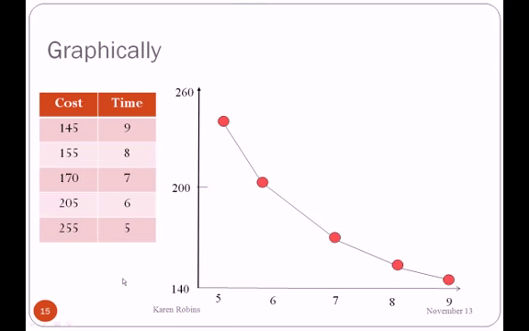And looking at the cost against time diagram, when we had 9 days, it cost 145, which is down here. And you can see the cost increasing as the number of days reduces.